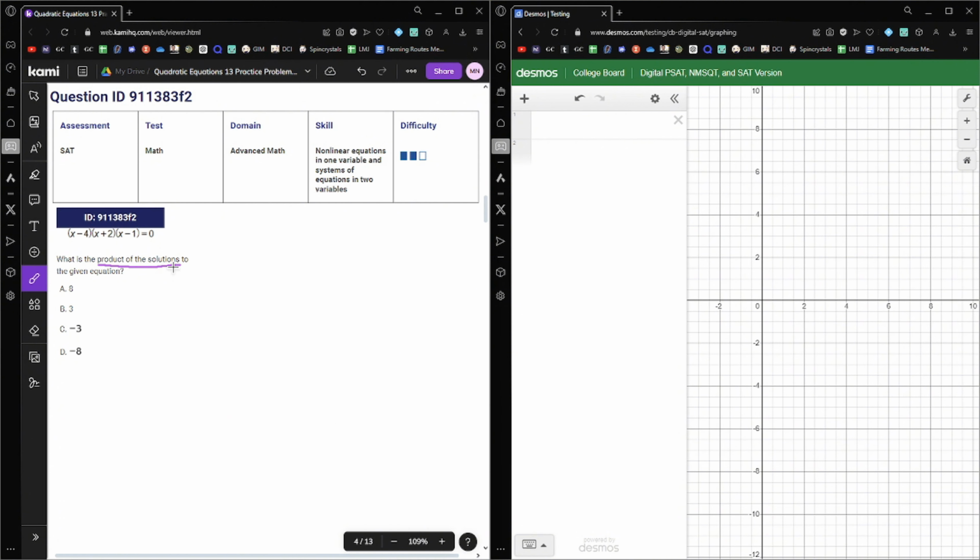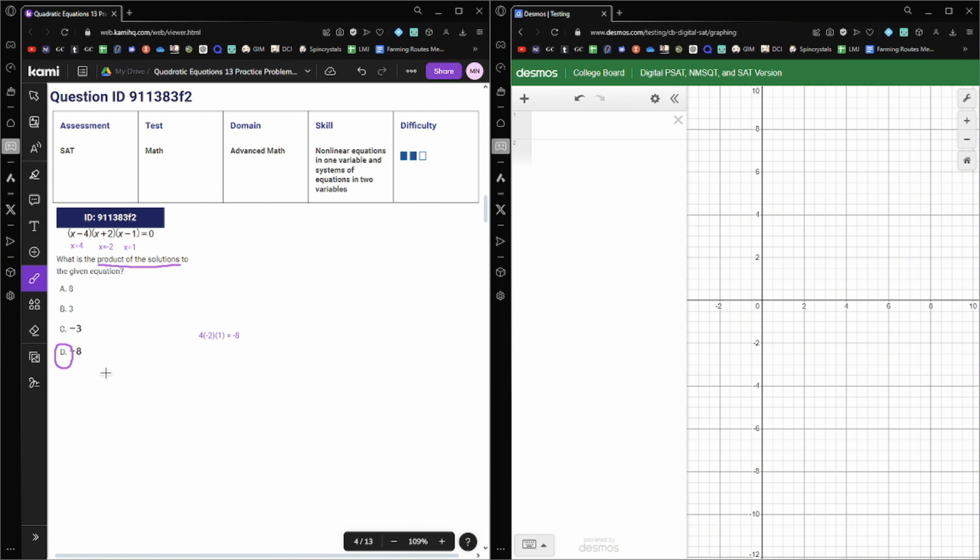Question number 4. Here they give us this equation, and they ask us for the product of the solutions. So we have to find our solutions and multiply them together. Now there's two ways that you can do this. The first one is that you can recognize this is an intercept form, which means that our solutions are just going to be the opposite sign. So here, our first solution would be x equals 4, and then here, x equals -2, and then here, x equals +1. So if we multiply all of our solutions together, we get 4 times -2 times +1, which is equal to -8. So our answer will be D.